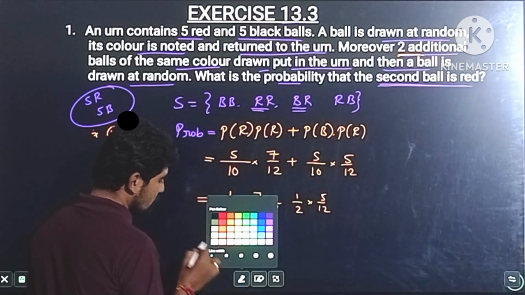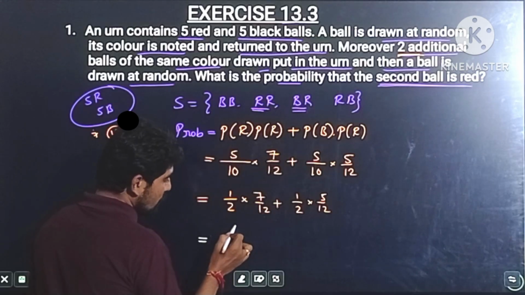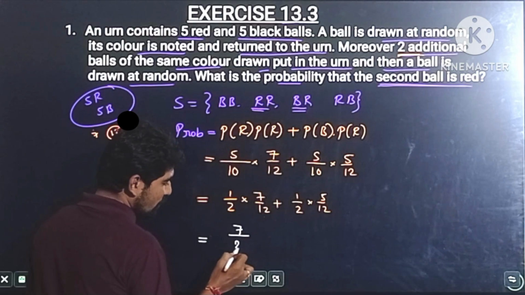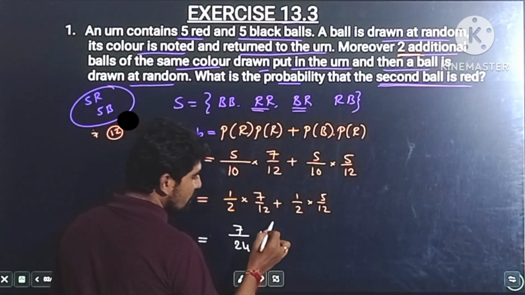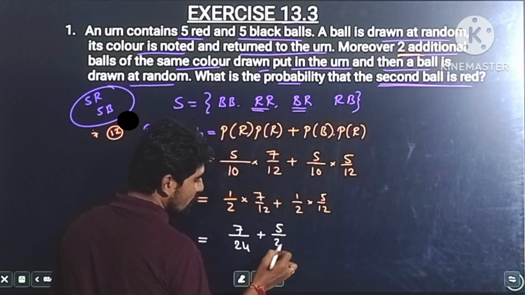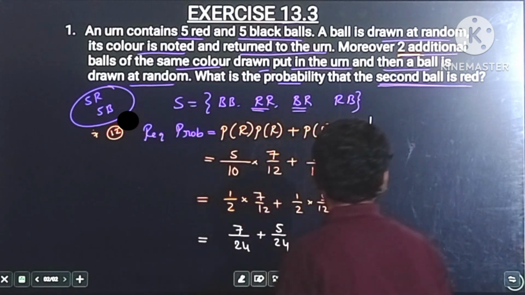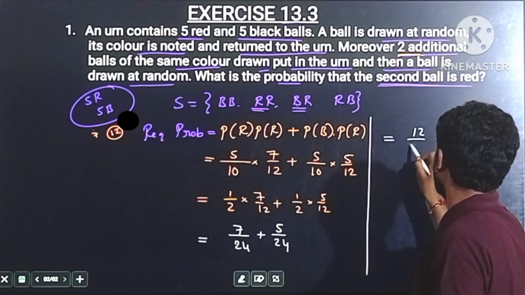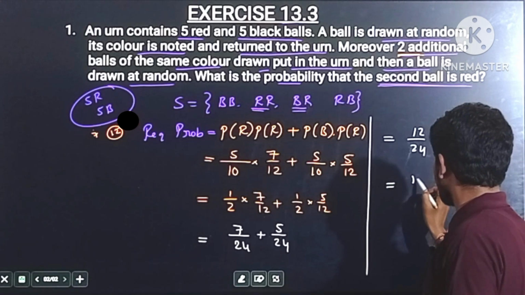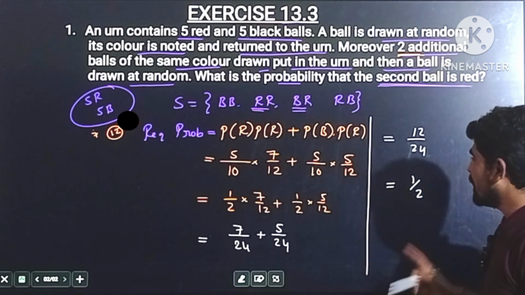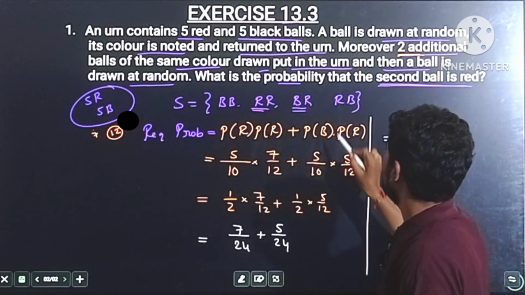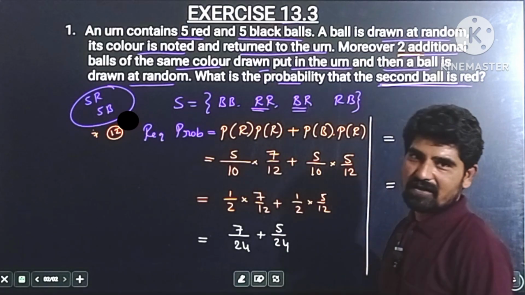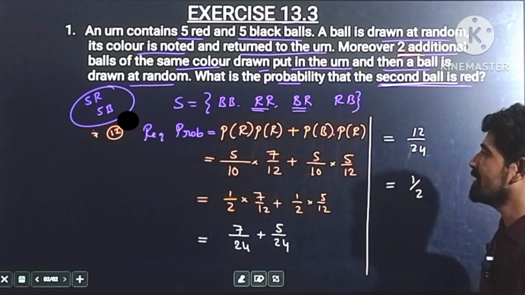Which is equal to 1 into 7, 7 divided by 2 into 12, 24, plus 1 into 5, 5 divided by 2 into 12, 24. So the required probability is equal to 7 plus 5, 12, 12 divided by 24, which is equal to 12 ones are 12, 12 twos are 24. Therefore 1 by 2 is the probability that the second ball is red. I hope all of you understood this question.